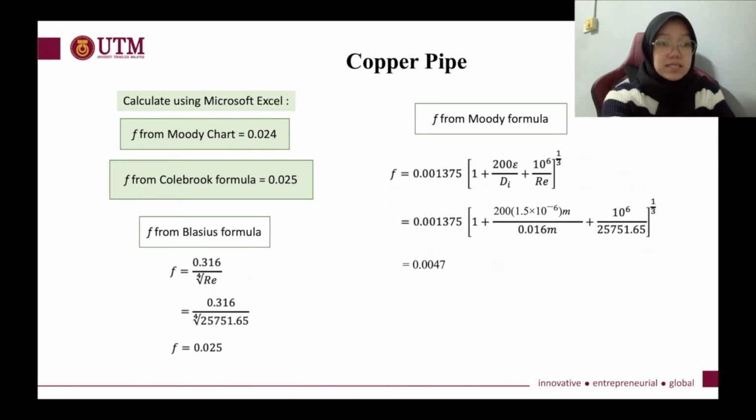Alright, so here is the calculation to get the coefficient of friction. For the Moody chart and Colebrook formula, I'm using Microsoft Excel. I got 0.024 for the Moody chart, and for the Colebrook formula, I got 0.025. From the Blasius formula, I got a coefficient of friction of 0.025, and from the Moody formula, I got 0.047.